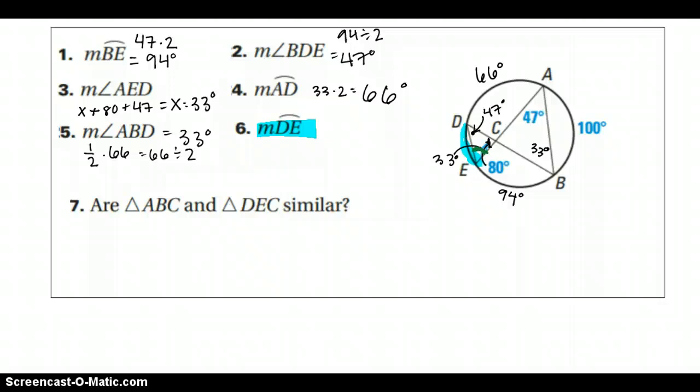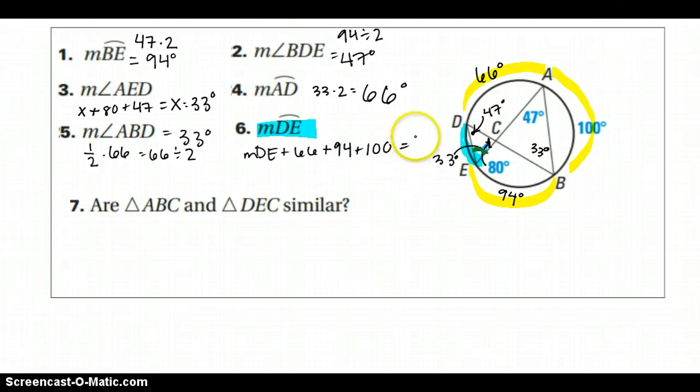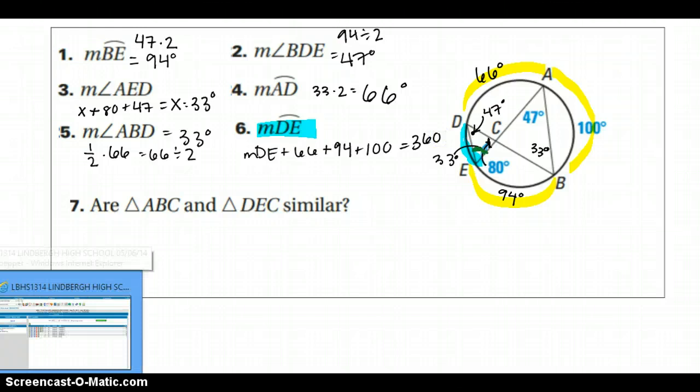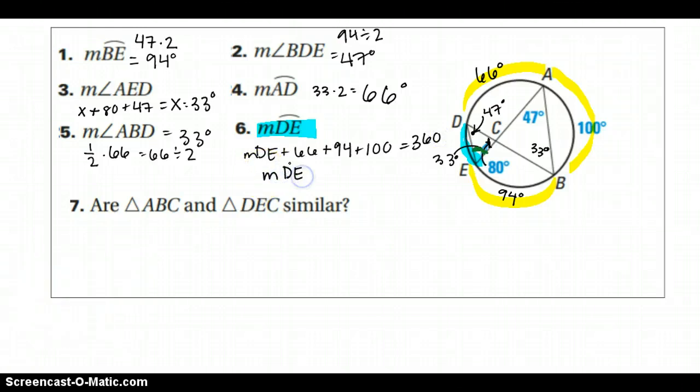Well, we can notice that we have the arc from D to A, from A to B, and from B to E. So since we have all the other arcs in a circle, we know that all of them must add up to 360. So we can say the measure of DE plus 66 plus 94 plus 100 has to equal 360. So if we add these up, the measure of DE plus 260 equals 360. Therefore, the measure of the arc DE must be 100 degrees. All right, so we found 1 through 6. A lot of stuff to find.